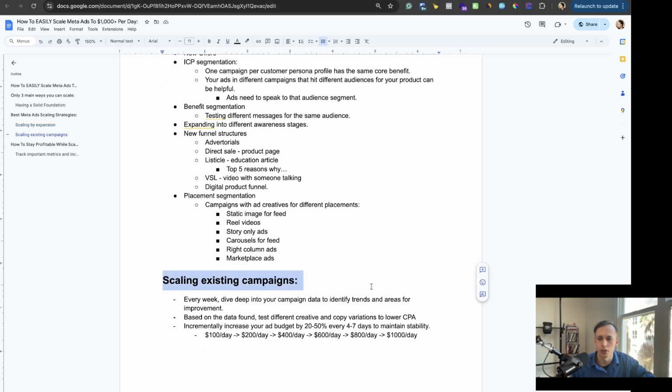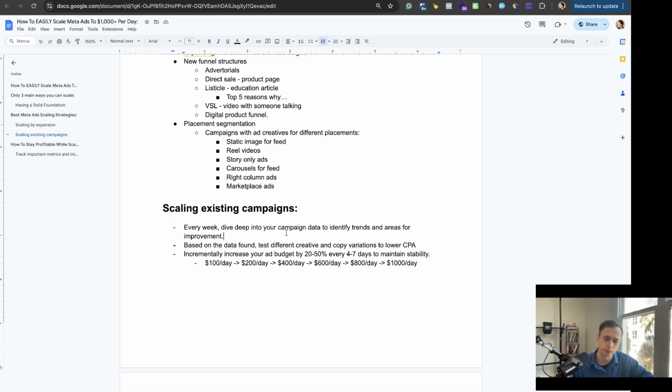But when it comes to what's happening in the ads manager, every week or maybe every 4 days, you want to dive deep into your campaign data, identify the trends and areas of improvement. Based on the data you find, you want to test different creatives and copy variations to lower your CPA. You can test more of the same stuff that's already working. It can be as simple as a different color. I know that sounds very basic, but we've seen that can impact things quite a bit. Or even rephrasing what the best performing ad says.